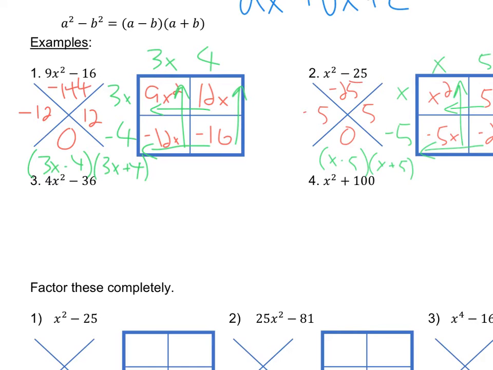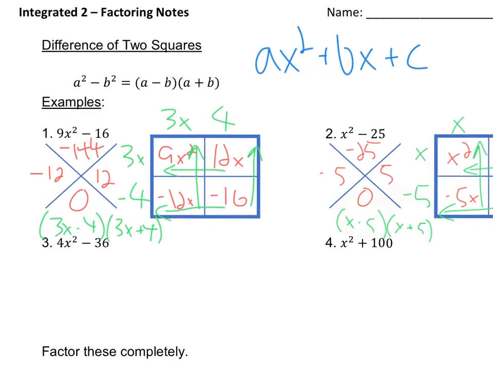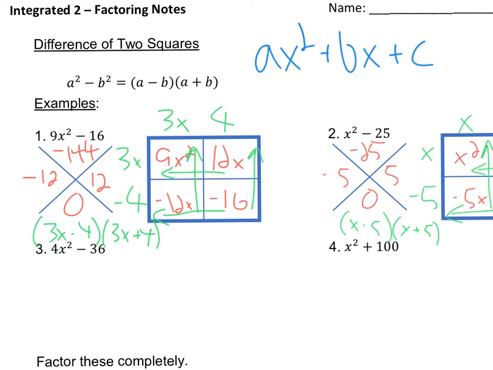So as you look at this, we have this pattern that's up here: a squared minus b squared equals a minus b times a plus b. If you can figure out what squares give you the first term and what squares give you the second term, you don't necessarily have to do this x box. The x box does work every single time, but a lot of you are going to find it's a lot quicker to do it in this other method.